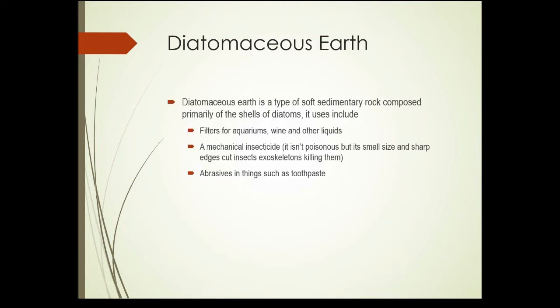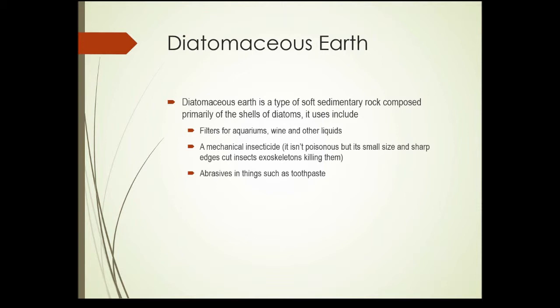So what do we use diatoms for, if anything? Well, we actually end up using them a lot. Diatomaceous earth is a type of sedimentary rock that's made mostly from the silicon shells of diatoms. It has a lot of uses for humans. Filters for aquariums, wine, and other liquids.